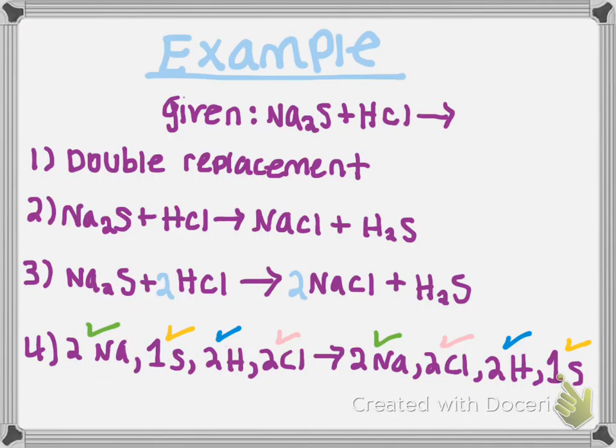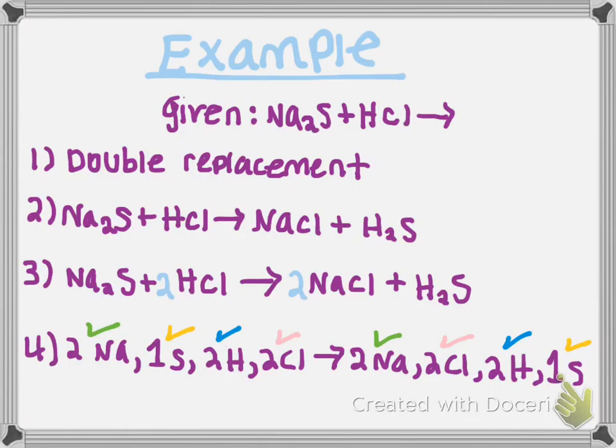Here's an example. If we were given the reaction Na2S plus HCl, we have to do the steps. Number 1, I realize it's a double replacement, which means Na and H will be switching places. Number 2 is executing. So we have Na2S plus HCl equals NaCl plus H2S. Again, H and Na switch to have Na now be with Cl and H be with S.